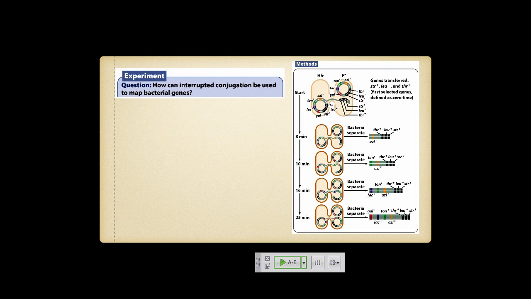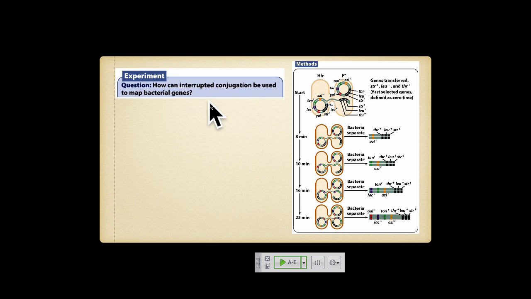So let me go through this real quick, and then we'll use this as a point to start again next Monday. So the idea is that we're going to conjugate, we're going to make these HFR strains with an F minus strain, and then stop the conjugation.